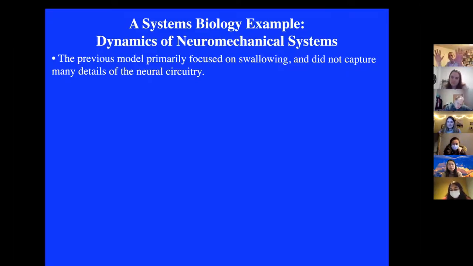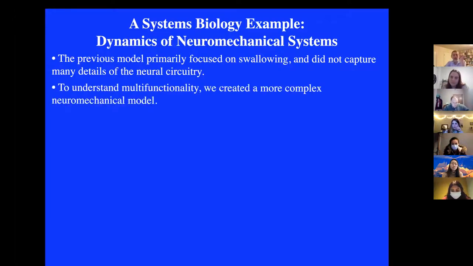Now think of your hands. You can go from picking up a pen to pounding on a table to unscrewing a jar to playing the piano seamlessly. You're not Inspector Gadget. You don't have to keep on pulling out a new device. You have all of this in your hands by deploying the different degrees of freedom within them. So the question of multifunctionality is a very broad one. And to get that we needed a more complex neuromechanical model.